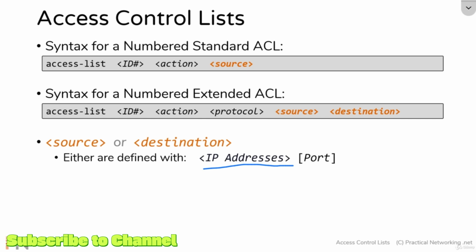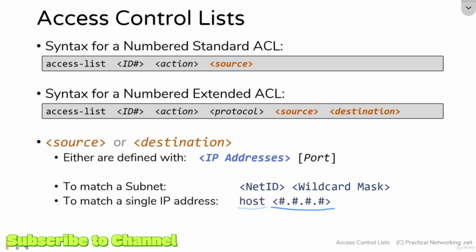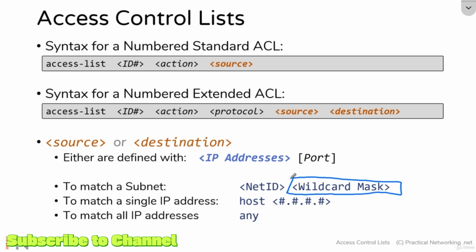Now to specify IP addresses, you would use this syntax. To specify a single subnet, you would specify the network ID and then the wildcard mask. To specify a single IP address, you would use the keyword host and then list the IP address. And then finally, to specify all IP addresses, you would simply use the keyword any. Here are the three options you have for this field, which is a part of these fields in the syntax for the ACLs. Now in this video series, we're not going to be unpacking wildcard masks. We did create a separate video discussing wildcard mask at length. If you're unfamiliar with the concept of wildcard mask, definitely check out that video. There'll be a link in the description.